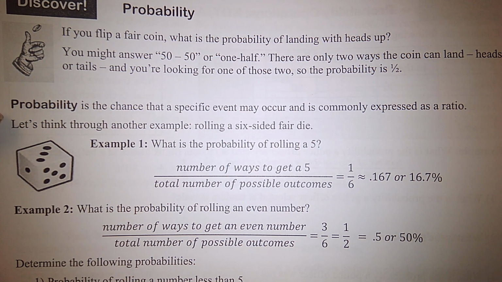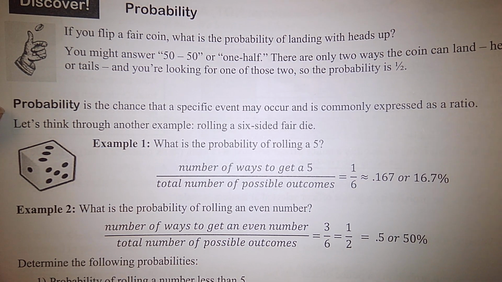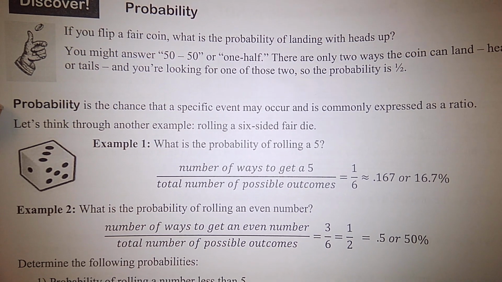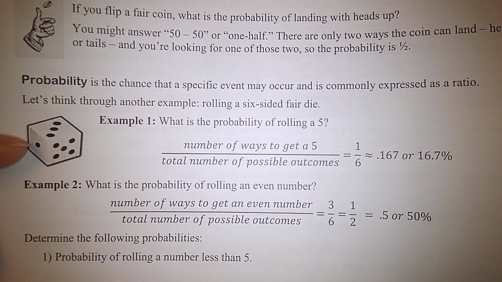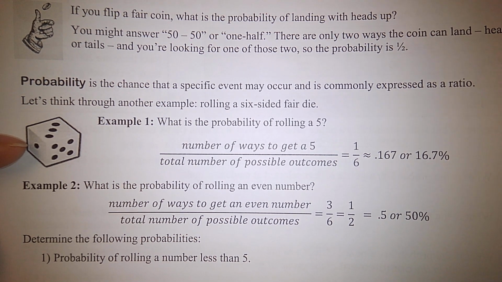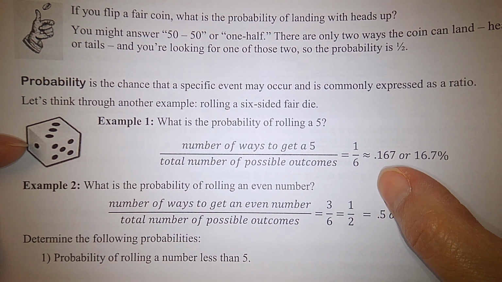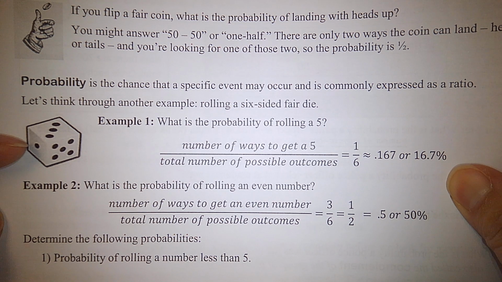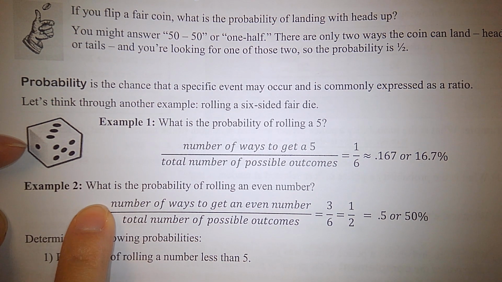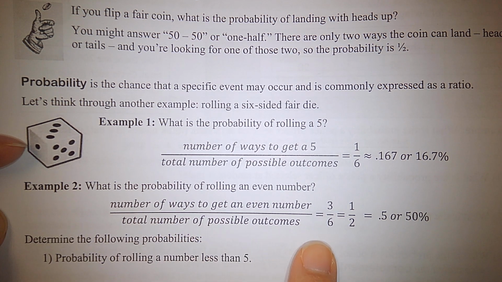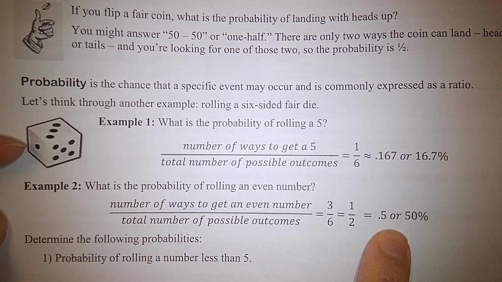Let's think through another example, rolling a 6-sided die. Example 1, what is the probability of rolling a 5? Number of ways to get a 5 over the total number of possible outcomes. That would equal 1 over 6, which is 0.167, or 16.7%. Example 2, what is the probability of rolling an even number? Number of ways to get an even number over the total number of possible outcomes, 3 over 6 equals 1/2 equals 0.5, or 50%.